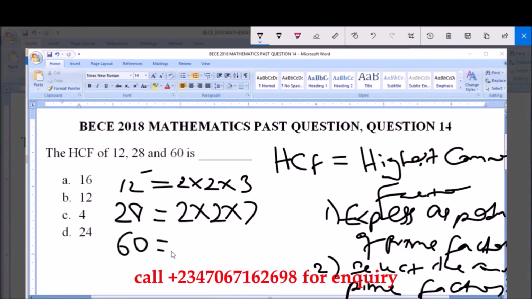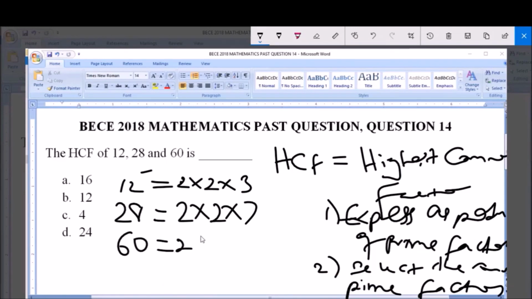60. Now we start with the lowest prime number, which is 2. 2 will go into 60 30 times. So write down the 2, times. Now we have 30. 2 can still go into 30 15 times. So write down the 2, times. Now we're left with 15 here. 2 cannot go into 15.